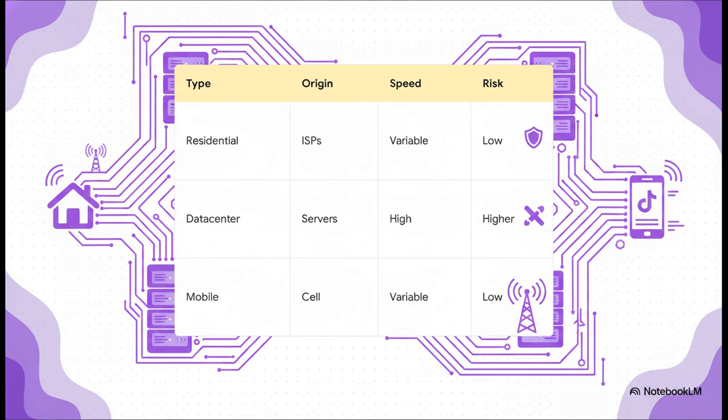When we look at the balance of all three types, the strategy really becomes clear. Residential proxies originate from real ISPs, giving you a very low detection risk. Data centers, they give you that super high speed, but carry a much higher risk of getting caught. And mobile proxies originate directly from cell towers, giving you an organic mobile footprint with a very low detection risk. So depending on whether you need pure speed for data scraping or stealth for account management, the origin of your proxy absolutely dictates your strategy.